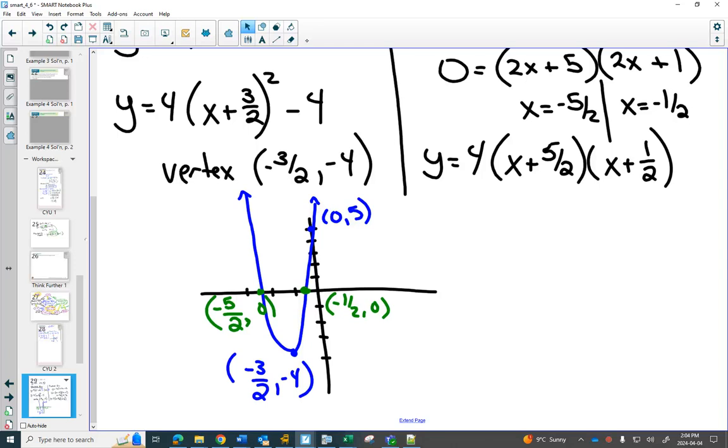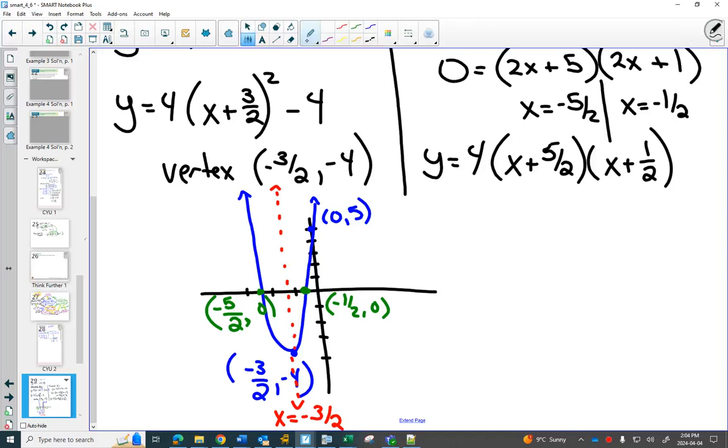If a question says label your axis of symmetry, what they're asking you to do is to draw a dotted line through your vertex so that the parabola is symmetrical on both sides.